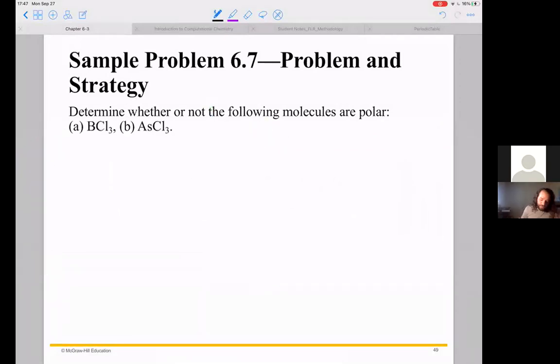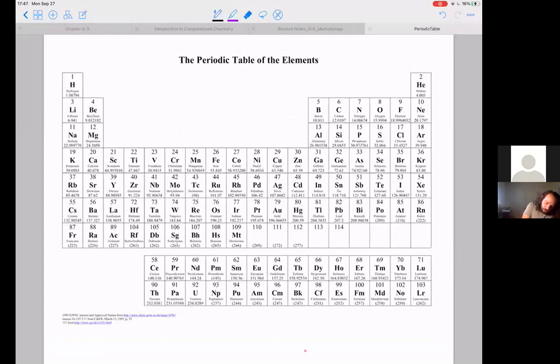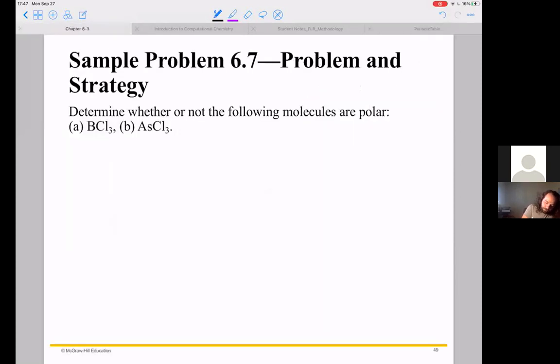Okay, so BCl3, let's calculate the number of valence electrons that are in this molecule total. So I'm going to number my columns 1, 2, skip the transition metals, 3, 4, 5, 6, 7, 8. So boron has 3 and chlorine has 7. So this would be 3 plus 3 times 7 gives me a total of 24 for the boron trichloride.